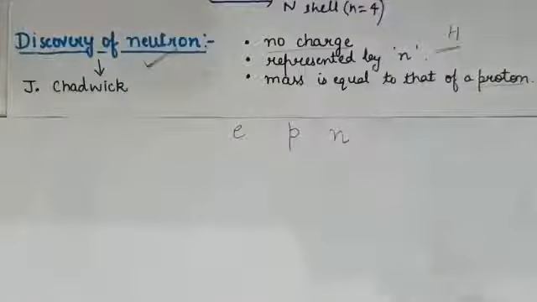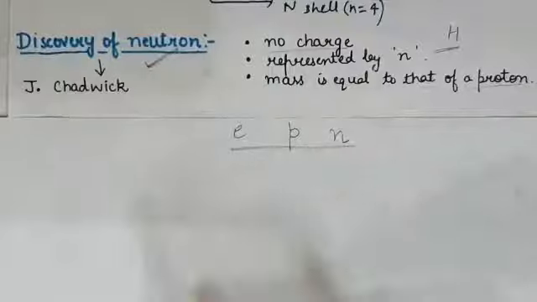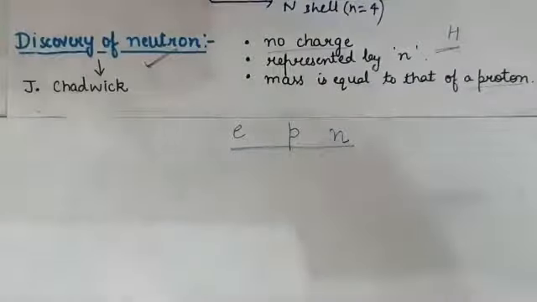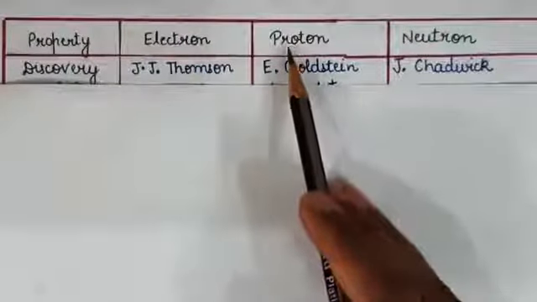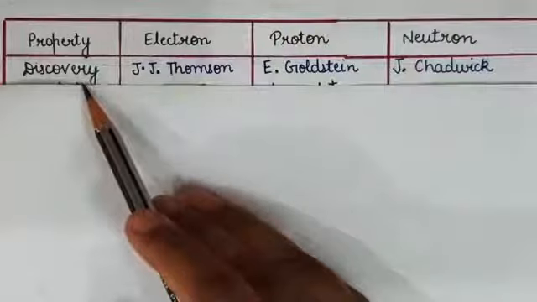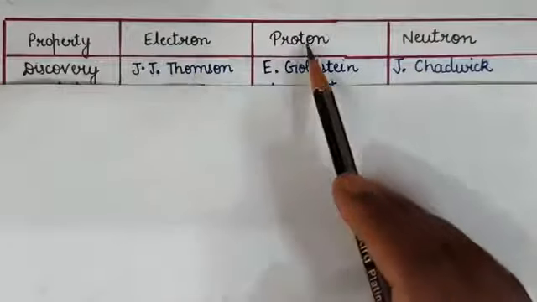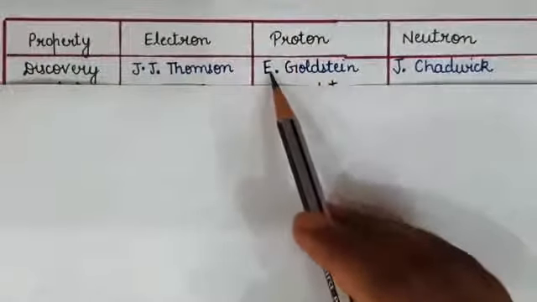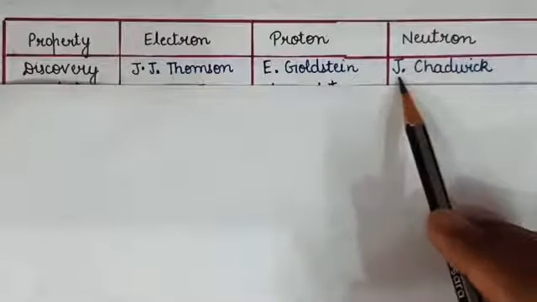Now, I shall discuss the comparison between these three subatomic particles. What are the differences we can say? Electron, proton, neutron. First is discovery. Electron was discovered by J.J. Thomson. Proton was discovered by E. Goldstein. And neutron was discovered by J. Chadwick.